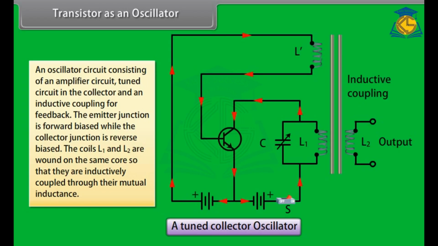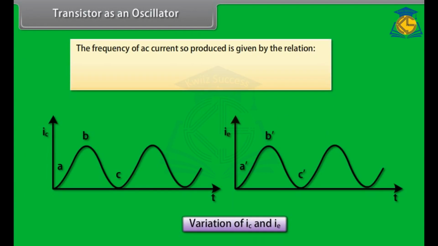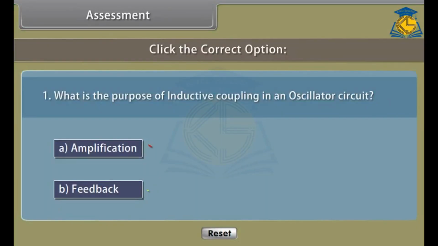On reaching saturation, collector current stops varying, hence the induced EMF in coil L2 vanishes. The frequency of AC current so produced is given by the relation f is equal to 1 upon 2 pi multiplied by 1 upon under root LC.